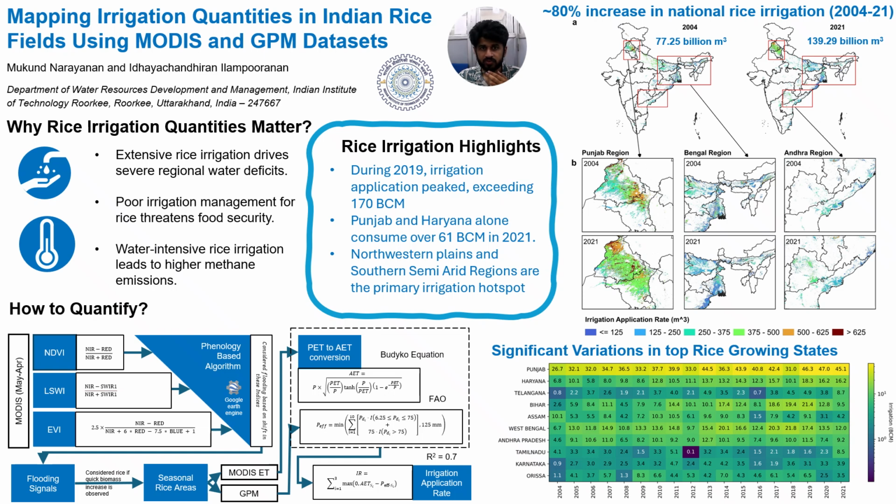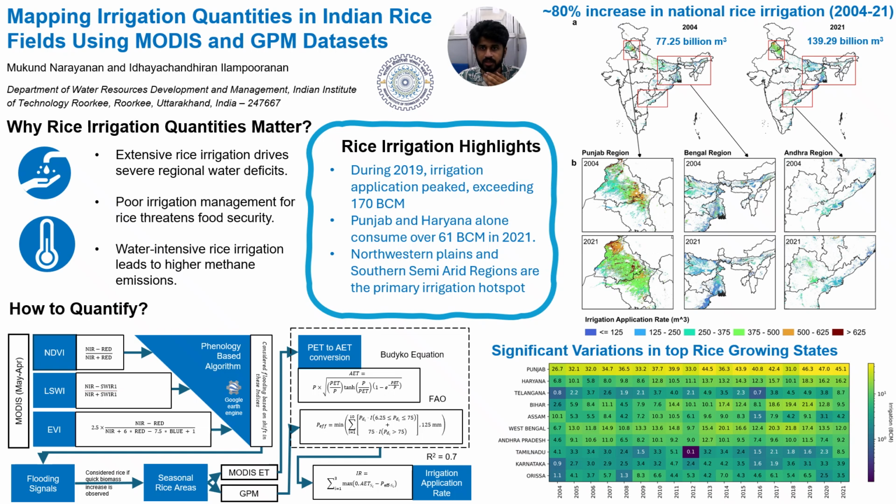Well, how do we quantify this? If you look at the bottom left here, we can see that first, using MODIS satellite data, we analyze seasonal rice areas based on their unique flood signals as well as the growth phase, like how rapid it is. And once we ascertain the rice areas, we perform a water balance where we calculate the total crop water that is consumed through evapotranspiration and then subtract that from effective rainfall.